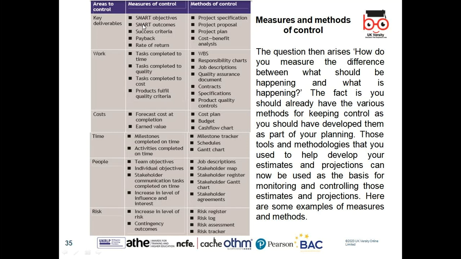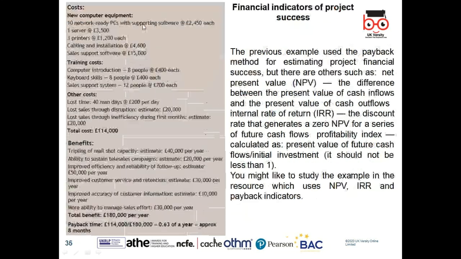You look at the SMART objectives, success criteria, payback and return. You can use different methods, such as cost and benefit analysis: how much will it cost, and what benefit will this project bring. You make a plan with a work breakdown structure and various others. For cost, you forecast the cost and the cash flows. For time, how long. For people, you look at the team and how many people are required. For risk, you make the risk register and look at how we can minimize them.